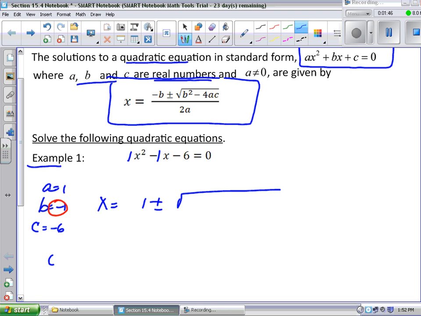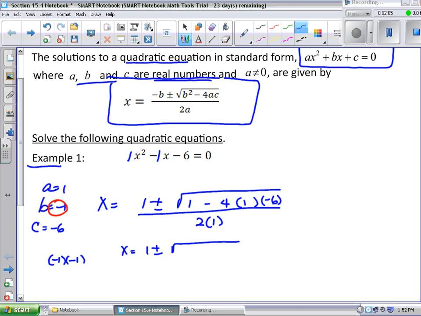Now if b is negative 1 and we square it, we'll get positive 1 minus 4 times whatever a is, and a is 1, times whatever c is, and c is negative 6, all over 2 times a, and a is 1. So we'll have x is equal to 1 plus or minus the square root of 1. Now I have negative 4 times 1, which is negative 4 times negative 6, which is positive 24 over 2.